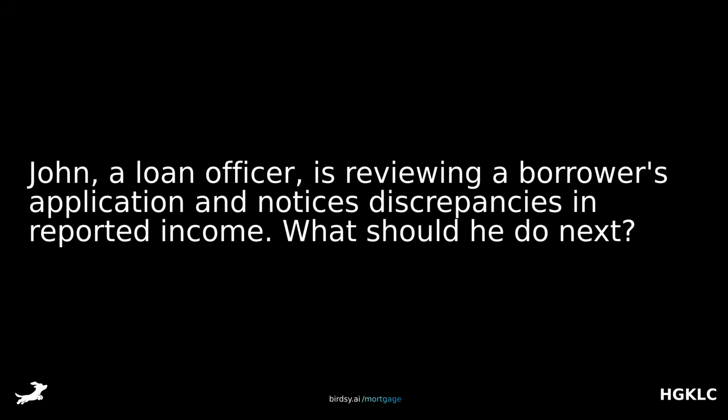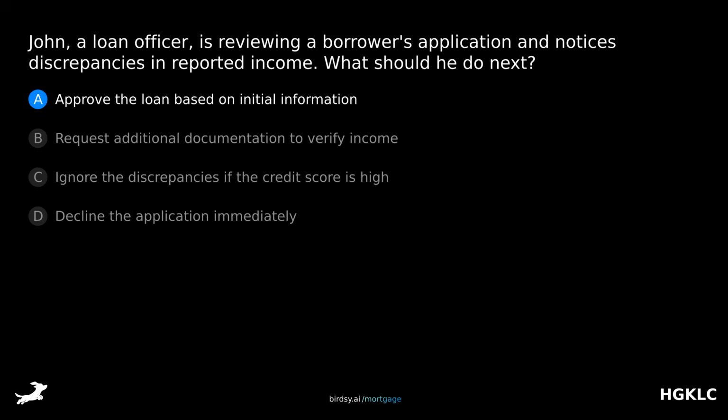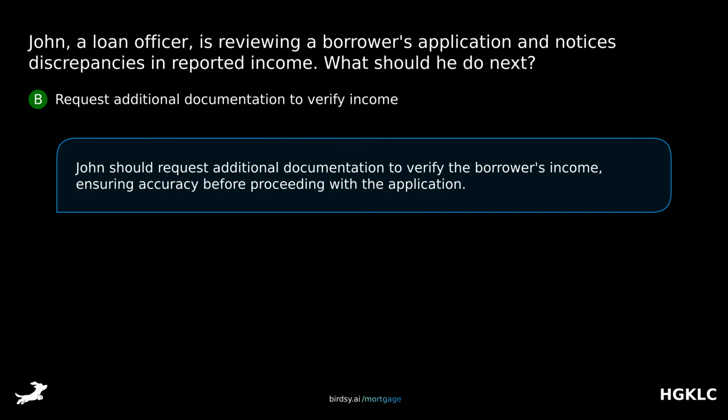John, a loan officer, is reviewing a borrower's application and notices discrepancies in reported income. What should he do next? Is it A, approve the loan based on initial information? B, request additional documentation to verify income? C, ignore the discrepancies if the credit score is high? Or D, decline the application immediately? The answer is B, request additional documentation to verify income. John should request additional documentation to verify the borrower's income, ensuring accuracy before proceeding with the application.